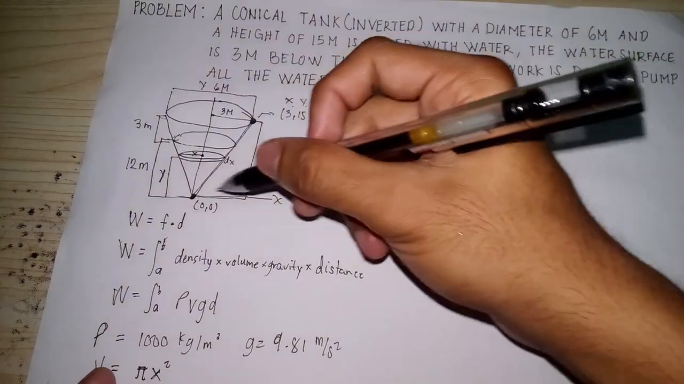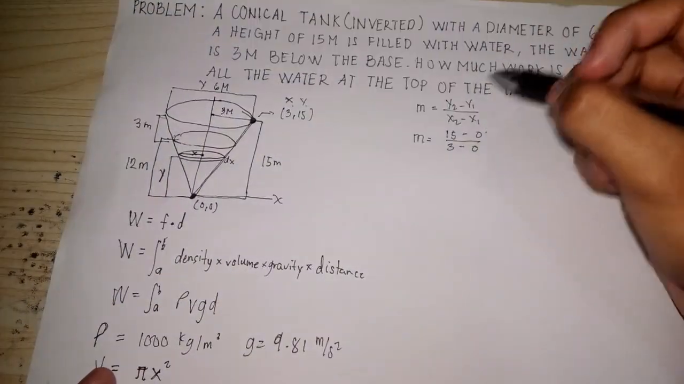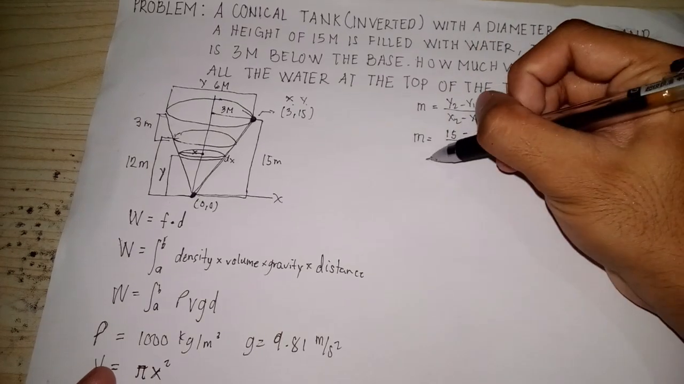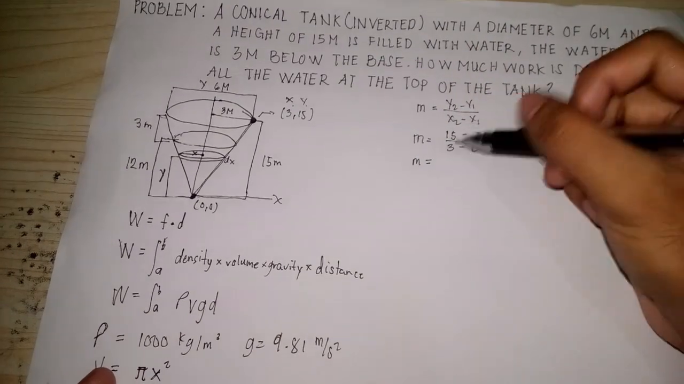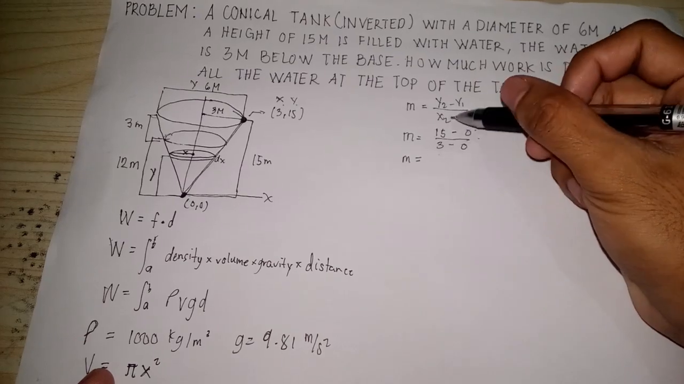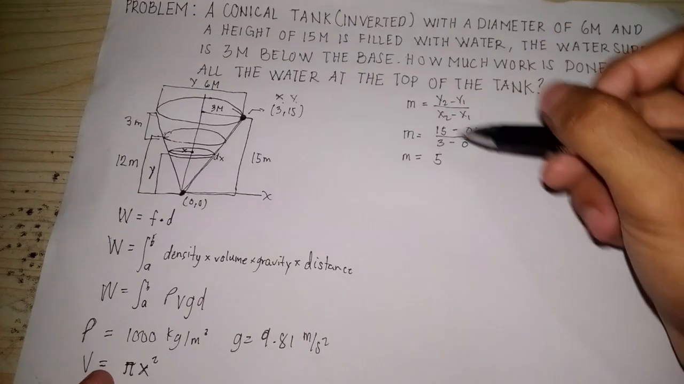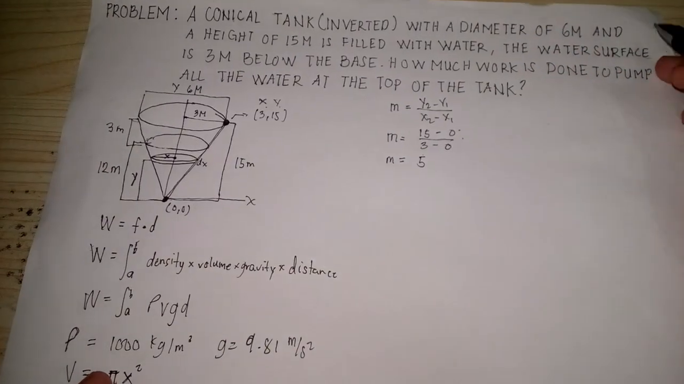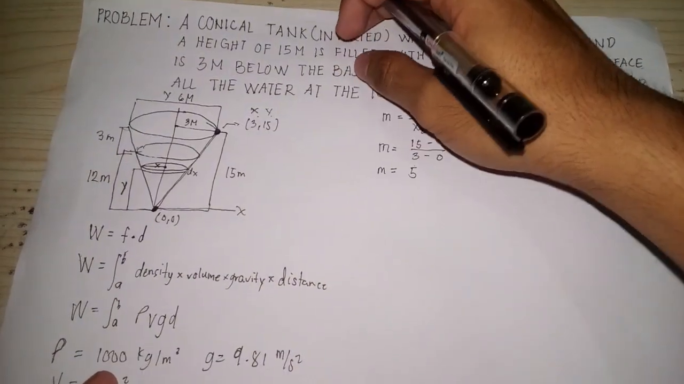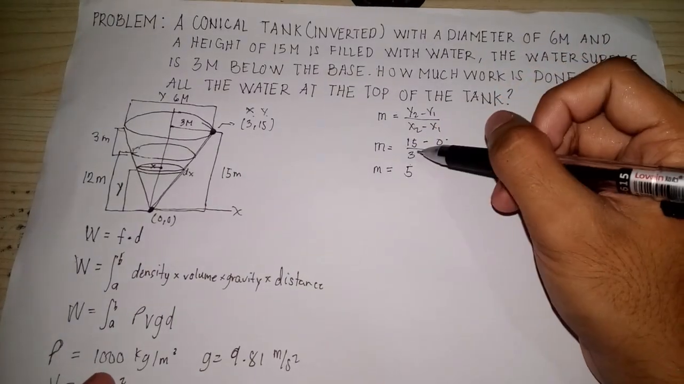Since x sub 1 and y sub 1 are 0, we get m equal to 15 over 3, which is equivalent to 5. But that is not yet our x value. This is just the slope.